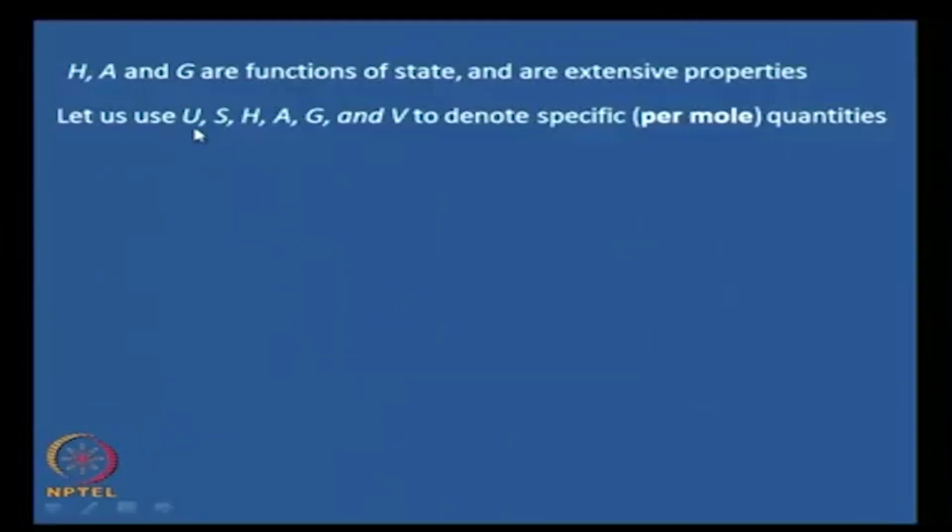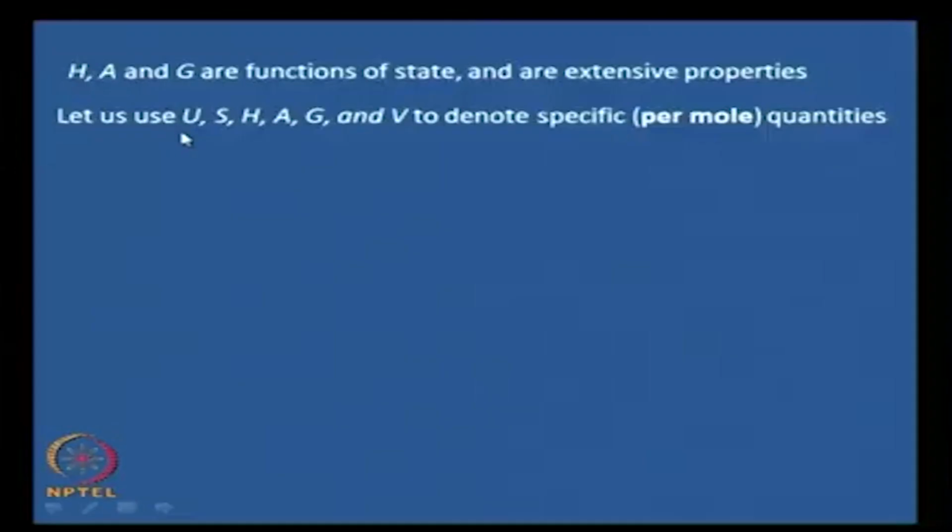In this particular course, let us use these symbols U, capital S, capital H, capital A, capital G, and capital V to denote specific or per mole quantities. You take a value and normalize it, or divide it by the number of moles or the mass of the system, then we get a specific quantity. In this case, we are going to use U, S, H, A, G and V to denote per mole quantities or mole specific quantities.